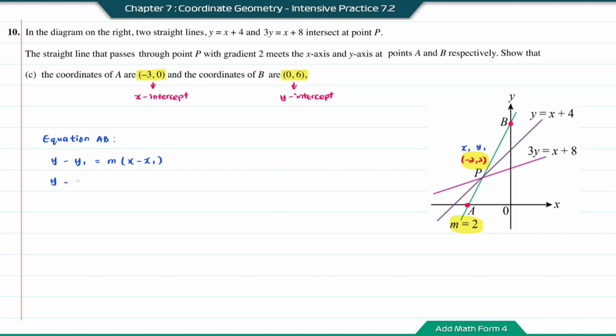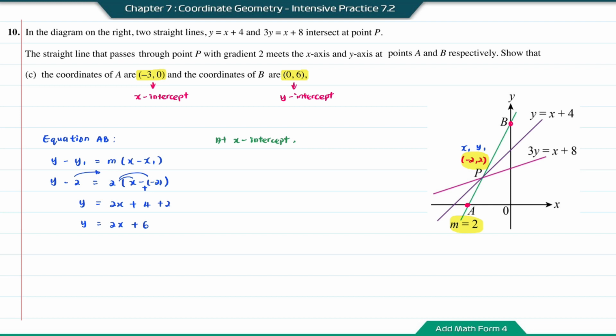So y minus 2 is equal to 2 times x minus negative 2. So y is equal to 2x, and the minus here will become a plus, so we are going to have positive 4. Then move the negative 2 to the right hand side, it will be plus 2. So y is equal to 2x plus 6. This will be the equation of AB in gradient form.